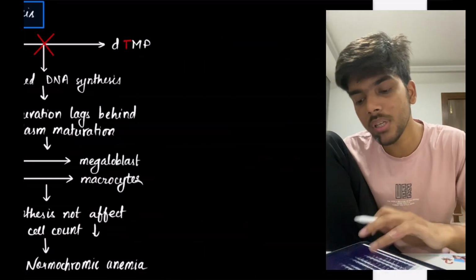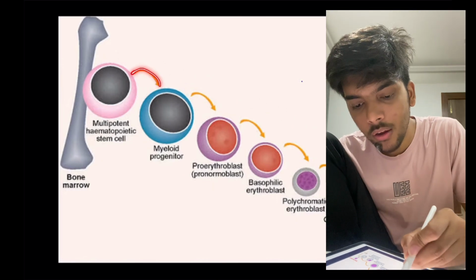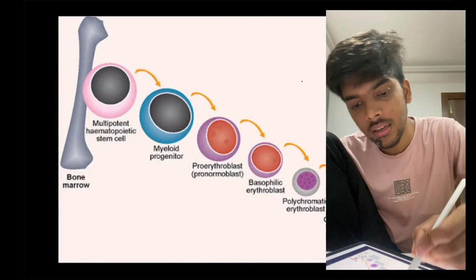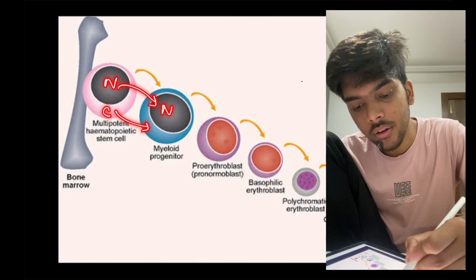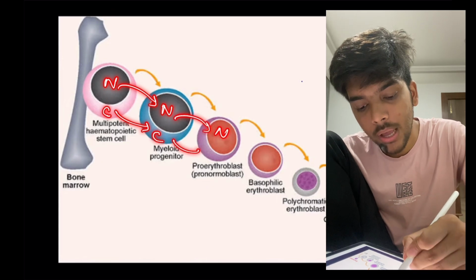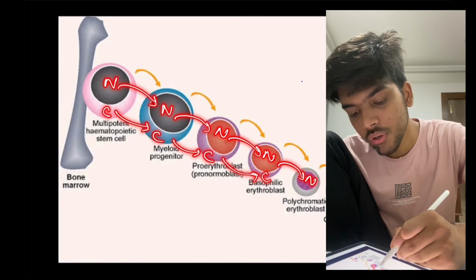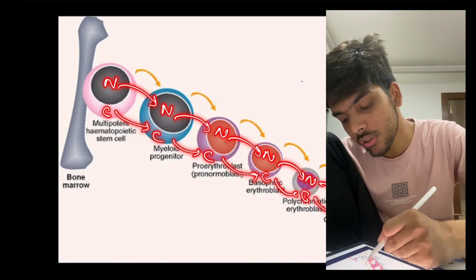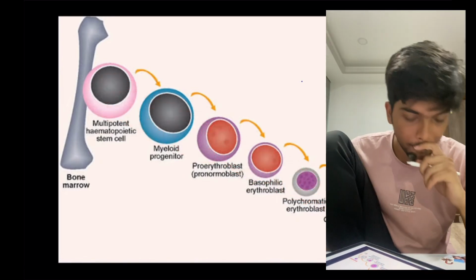See, during the process of erythropoiesis, the cells go through multiple stages. As they go through multiple stages, nucleus and cytoplasm mature side by side. Nucleus matures, cytoplasm matures, nucleus matures, cytoplasm matures, and finally the nucleus is ejected out, and then you have your RBC.